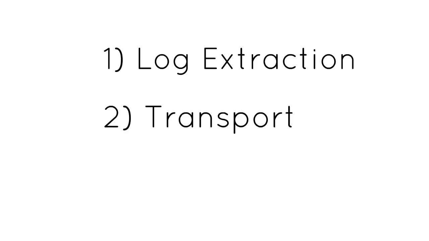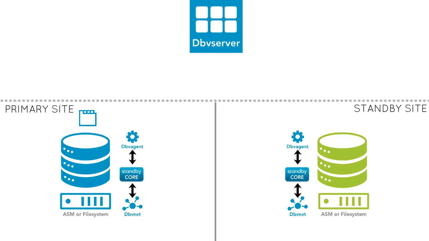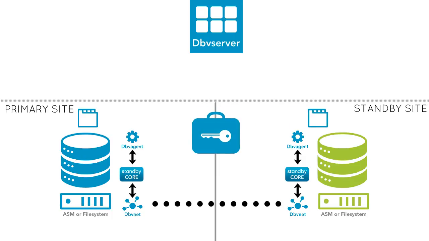Together, these 3 steps are the core function of Dbvisit Standby. They copy archive logs from the primary to the Standby database using a secure connection. The logs are then applied to the Standby database using a standard recovery mechanism.